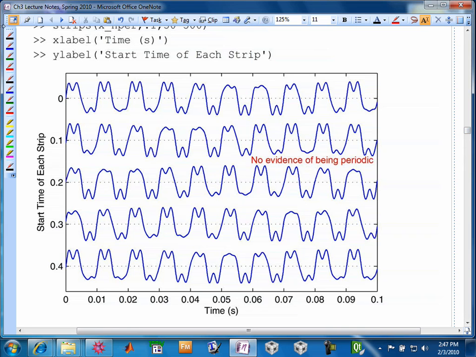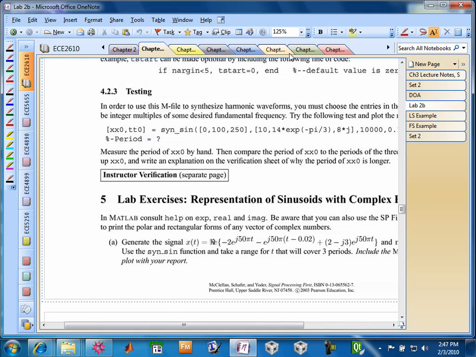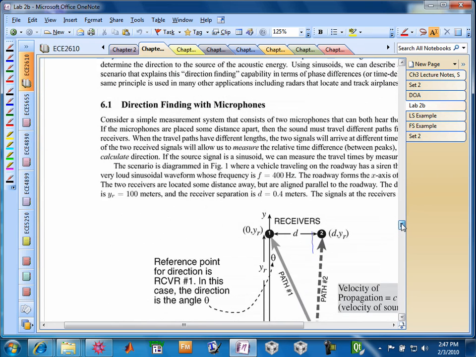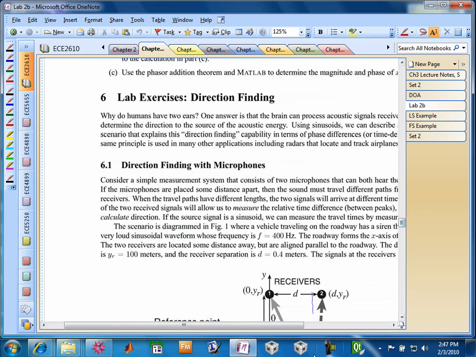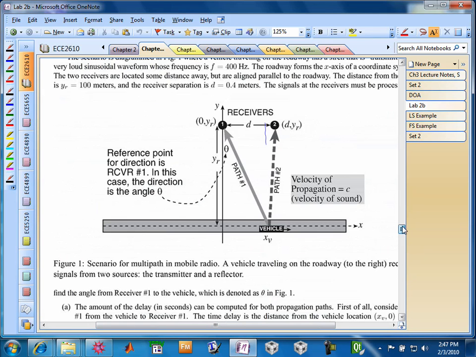Okay, next big concept I want to spend some time on, though, is over here in Lab 2B. You get down to this last part, and this is what I'm going to be demoing as a live demo, direction finding with microphones. You've got this situation where you put up two receivers, and I'll have an array with two microphones on it, which will be represented here in the geometry of the problem.